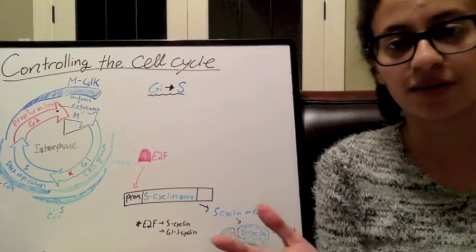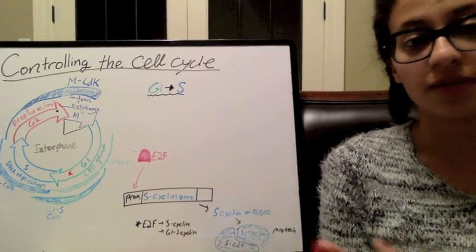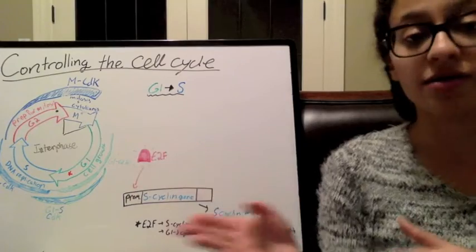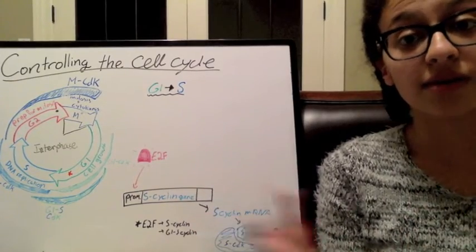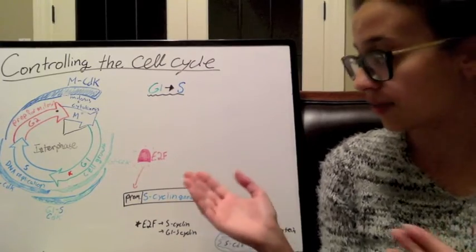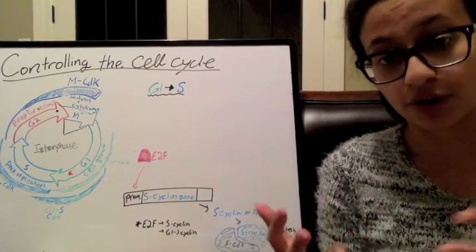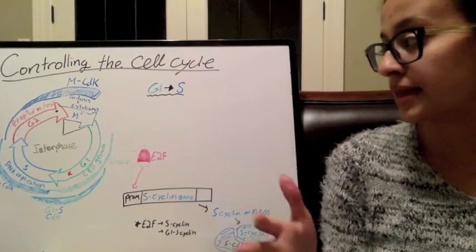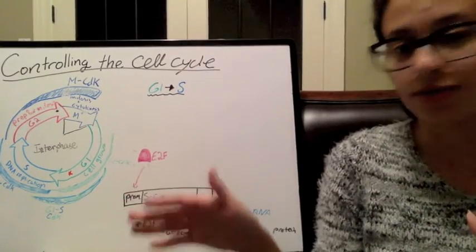Say everything is good with your cell and you want to get from the G1 phase into the S phase. How are you going to do that? Well, we have this transcription factor, E2F, which is referred to as an accelerator because what it does is help get through that restriction point.